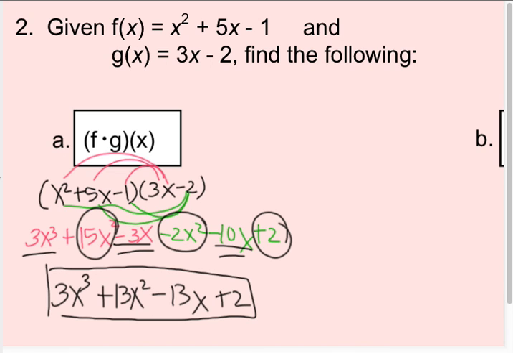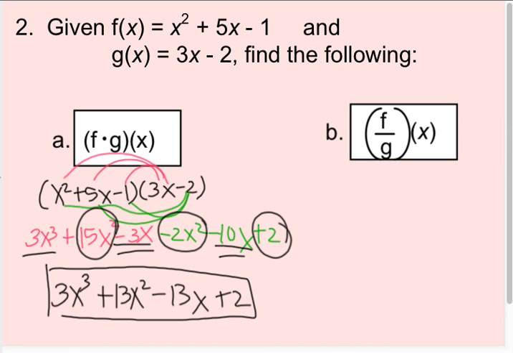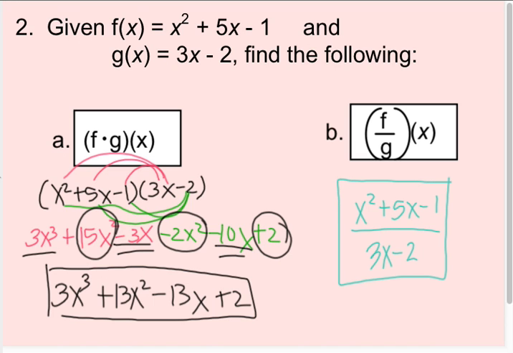Okay. B, we are dividing. Okay. So my f of x function would be x squared plus 5x minus 1 divided by my g of x, which is 3x minus 2. This one is not a monomial, so you cannot divide each part, so you can just leave it as is. Okay. Go ahead and just leave it like that.